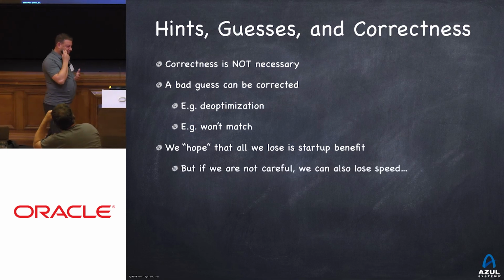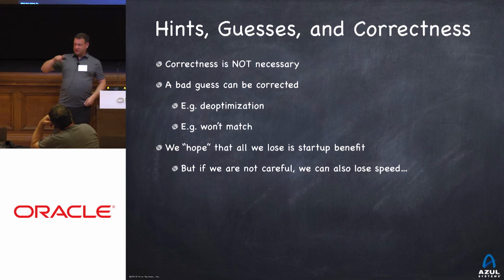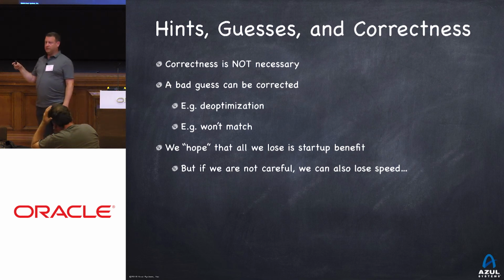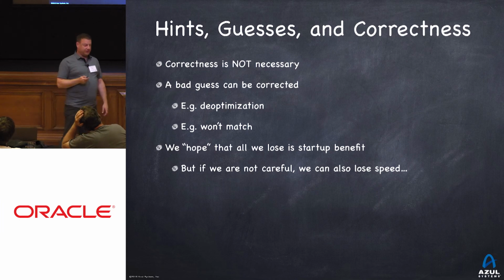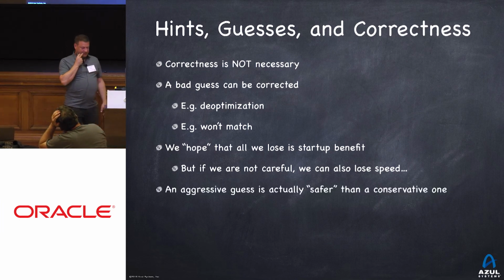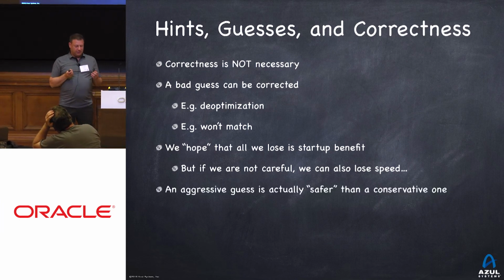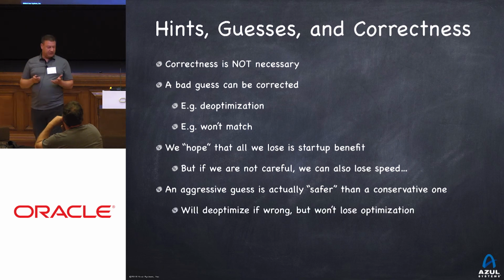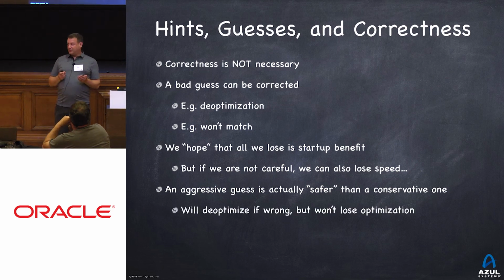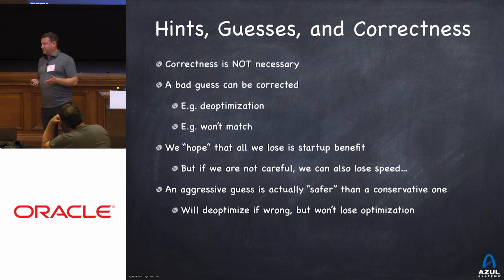The issue to be careful of is sometimes you don't just lose the startup benefits, sometimes you lose a lot more. Because if you get it truly wrong, you may end up with just slow code that wouldn't have been that slow if you didn't try this thing. So you could introduce new ways of becoming slow. And the interesting thing is that an aggressive guess is often safer than a conservative one. Because an aggressive guess, when you get it wrong, is going to trigger. It's going to go away. It's going to de-opt. We're going to figure out this thing isn't happening.